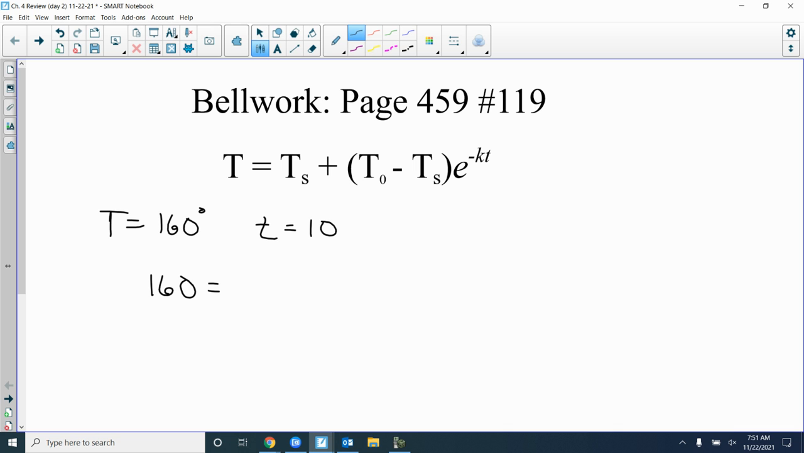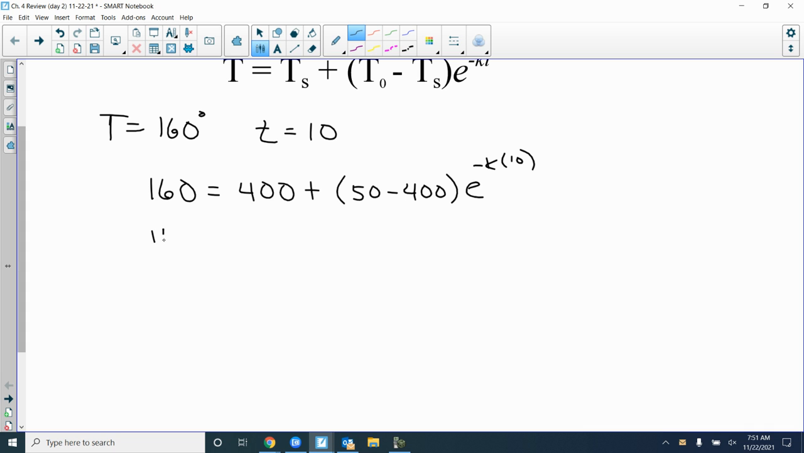That's 400, right? So that's 400 plus the original temperature, which was what, 50, minus 400 e to the negative k times 10, which is 10 minutes. 10k it will become. So I get 160 equals 400 plus, or that's going to become negative 350 e to the negative 10k.